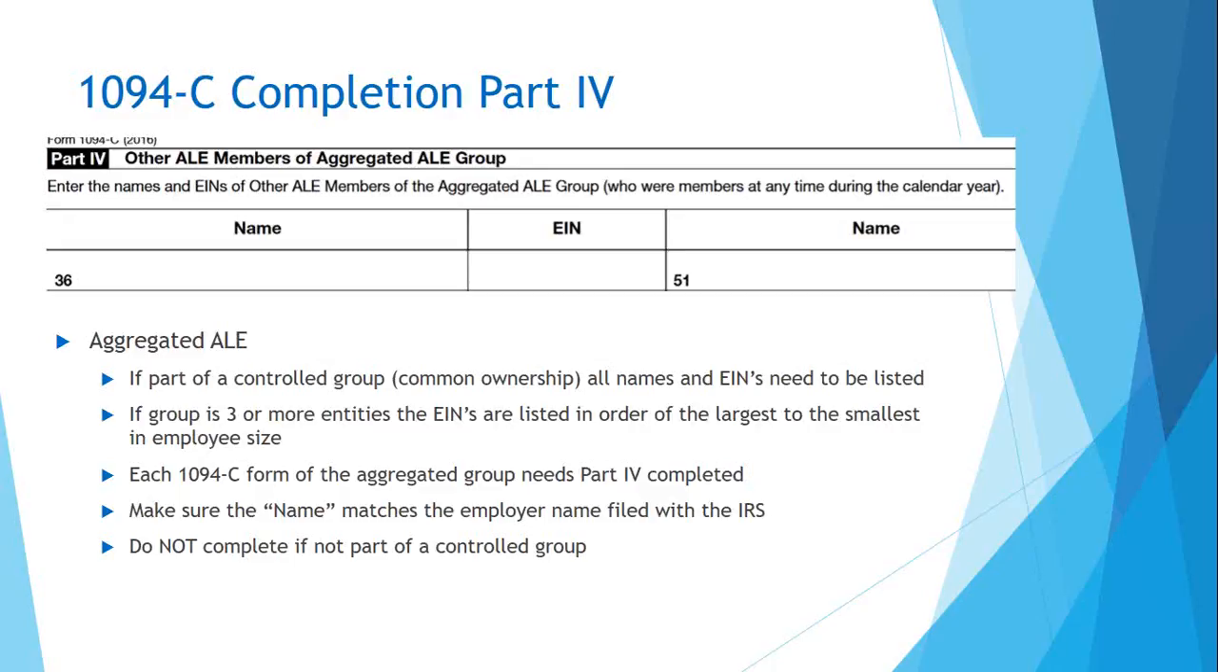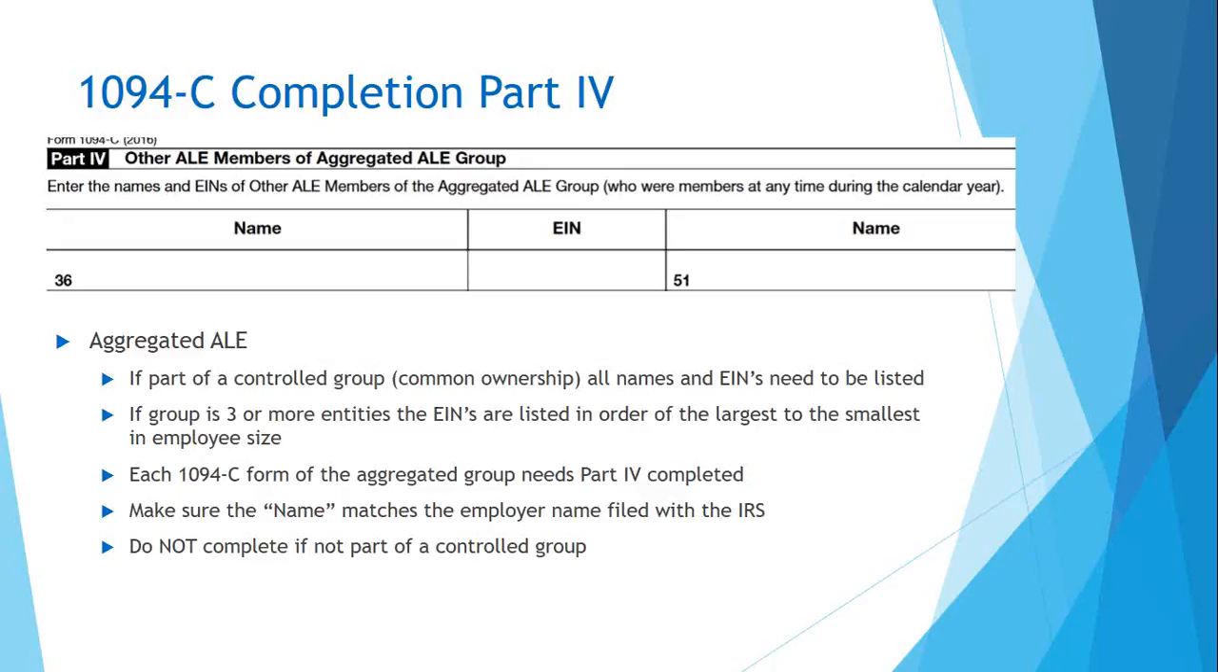So if you have multiple entities, you want to start with the top one that has the most employees and go down from there. Then your next 1094-C form, you're going to have whatever entity you're working on there, and then you're going to place all other entities below it in part 4. If you're not part of an aggregated ALE, don't worry about it. But again, please do make sure that that name matches what's with the IRS. All of these are scanned into a computer. It's not somebody sitting there going through each individual form and determining if you will be assessed a penalty. It all goes into the computer.